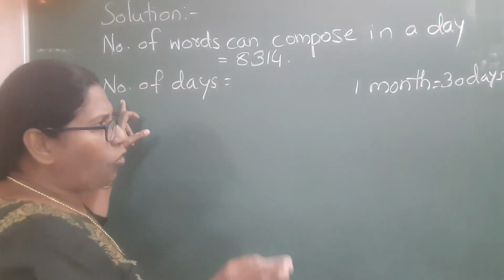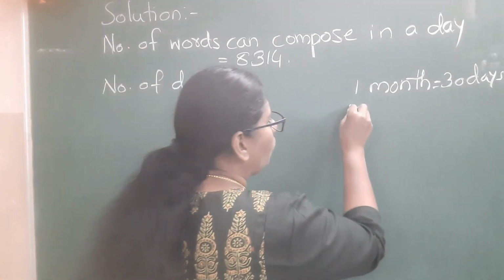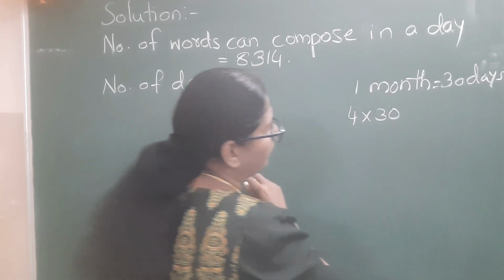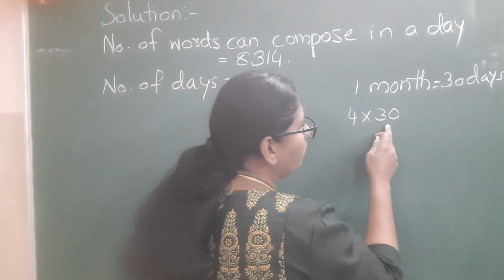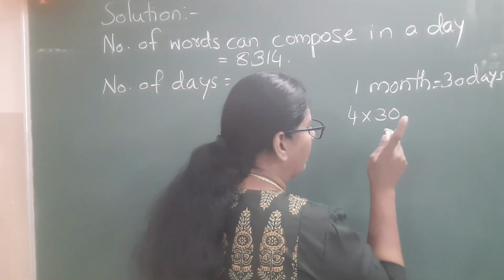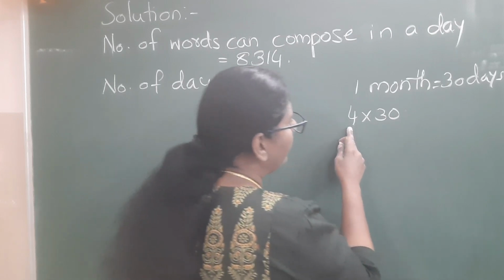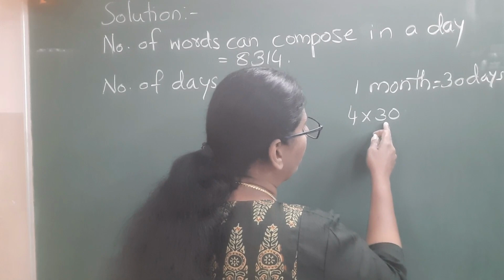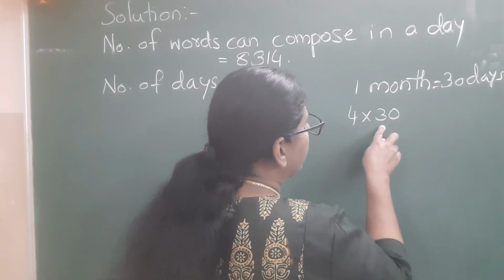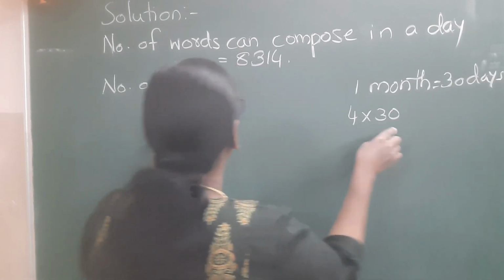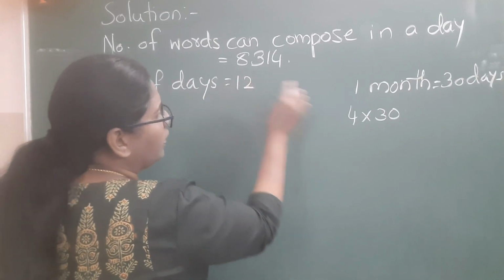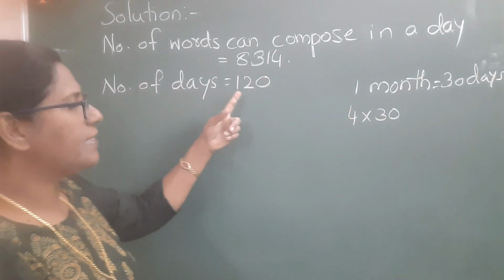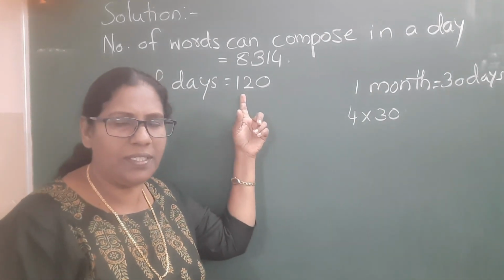Then 4 months is given, so 4 into 30: 4 months into number of days in 1 month. Then we will get the number of days. Here I am doing it the easy way: 4 3s are 12. Then I put this 0 in front. So number of days is equal to 120.